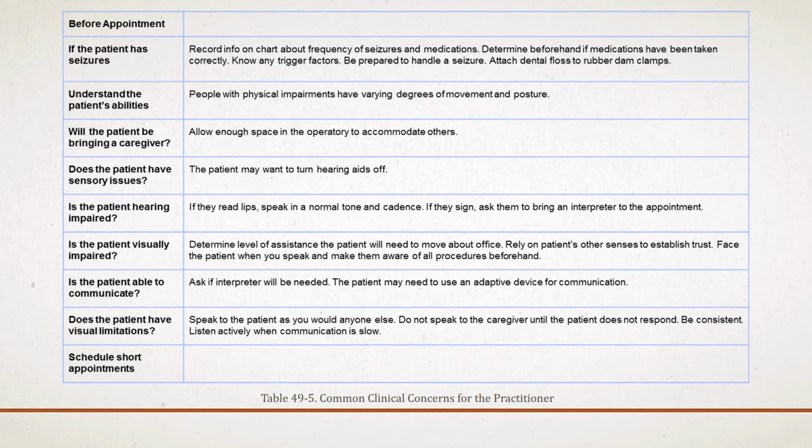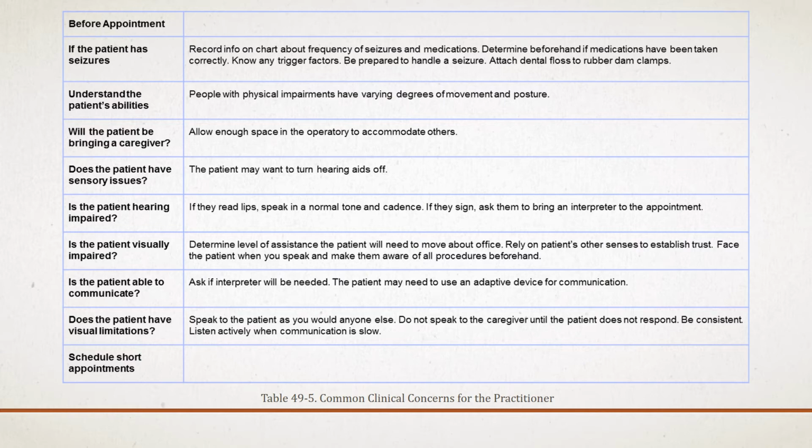Is the patient visually impaired? Determine the level of assistance the patient will need to move about the office. Rely on the patient's other senses to establish trust. Face the patient when you speak to them, and again, speak directly to them. You can have a mask on at this time, but speak with enunciation and make them aware of all the procedures beforehand. Is the patient able to communicate?